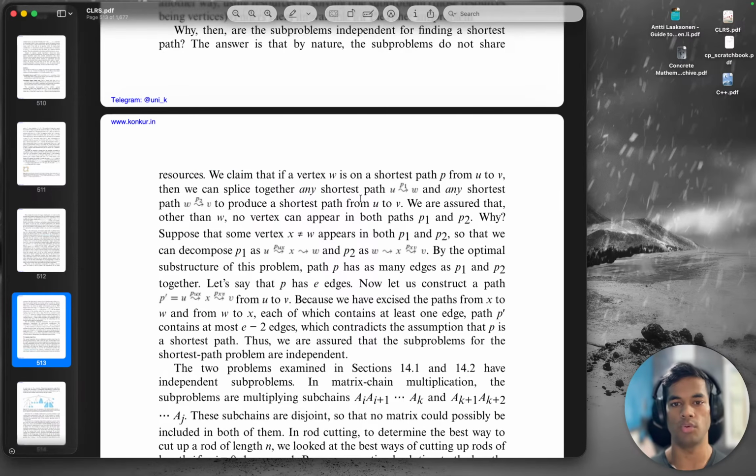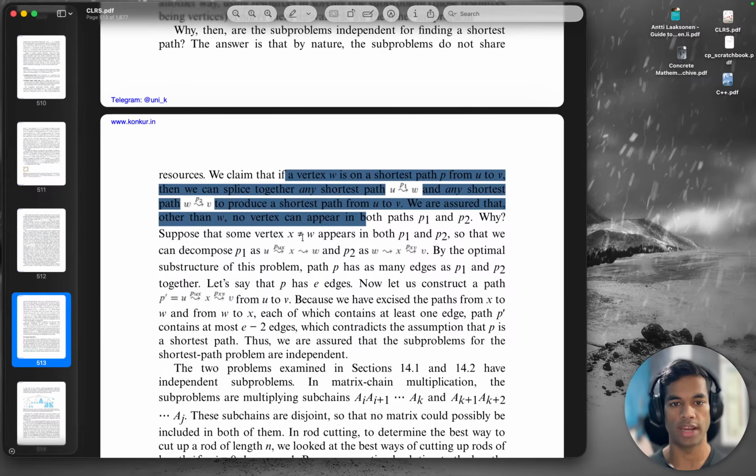We claim that if a vertex W is on the shortest path P from U to V, then we can splice together any shortest path P1 from U to W and any shortest path P2 from W to V to produce a shortest path from U to V. Because if they were to share resources, it would mean I am visiting some node in path 1 and I am visiting that same node again in path 2, which would mean I am making a loop, and I could just skip making that loop and get a better solution. So that is why they are independent.